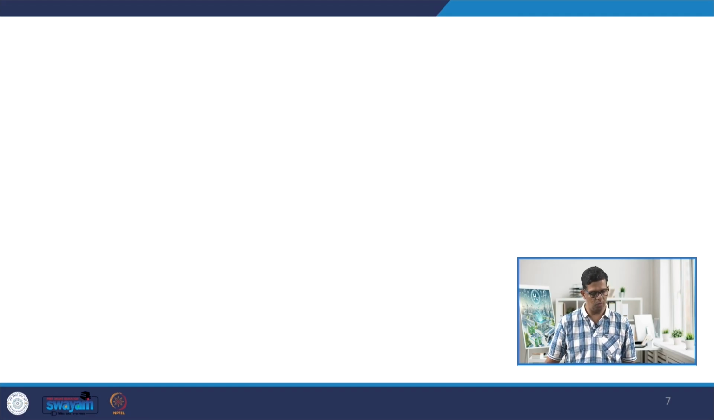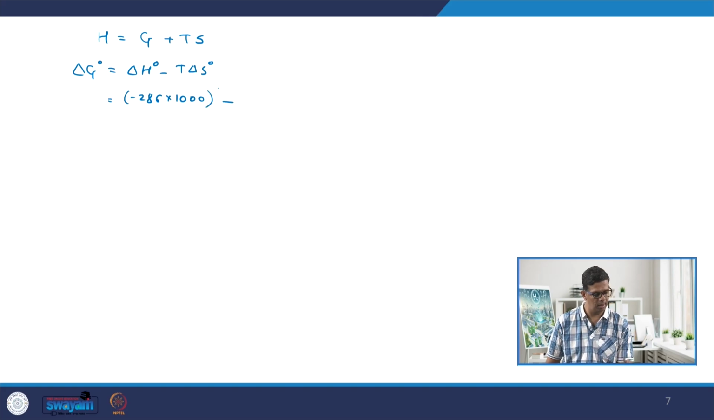So let us move on and let us find out the Gibbs free energy. We know that enthalpy is nothing but Gibbs free energy plus entropy change term. So we can rewrite this as delta G naught equals delta H naught minus T delta S naught. So once we substitute this, as this is minus 286, this is all in kilojoules, we need to convert this into joules, so times 1000.